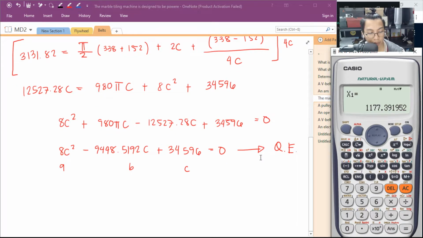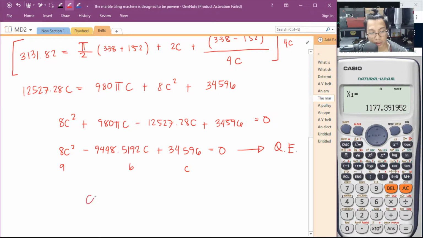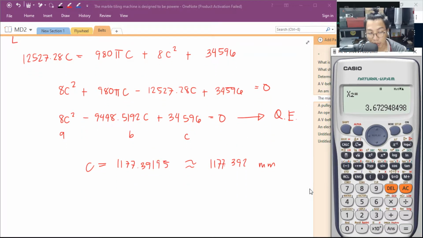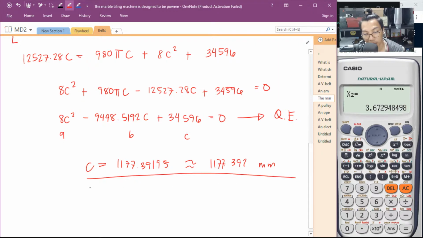So, the first value for X is, so, C is equal to 1177.39195 or approximately 117.392. Okay. Yung other value, if that is negative, that is absurd. So, hindi na pwede yung pangalawang value. So, the value for C will be 117.392.